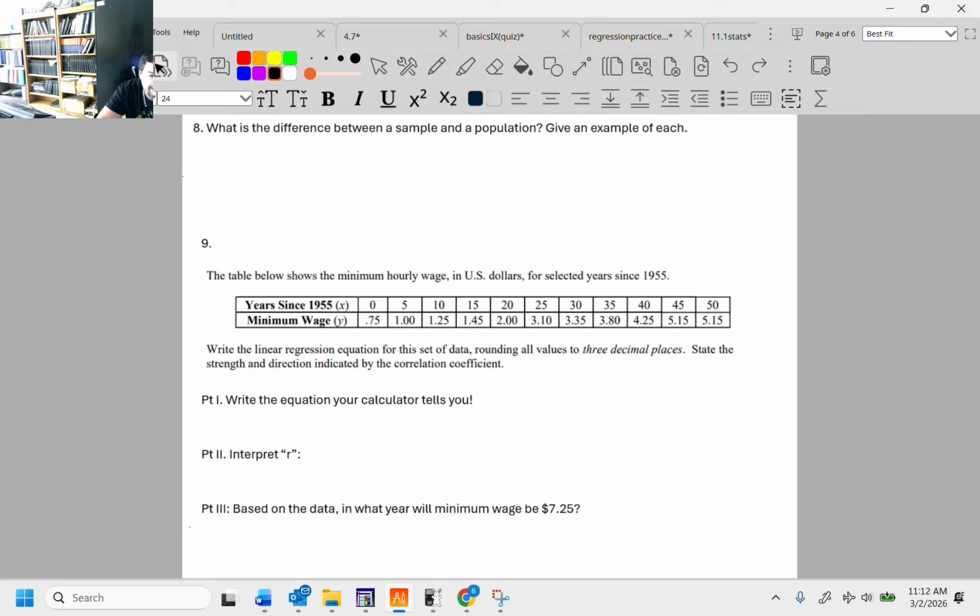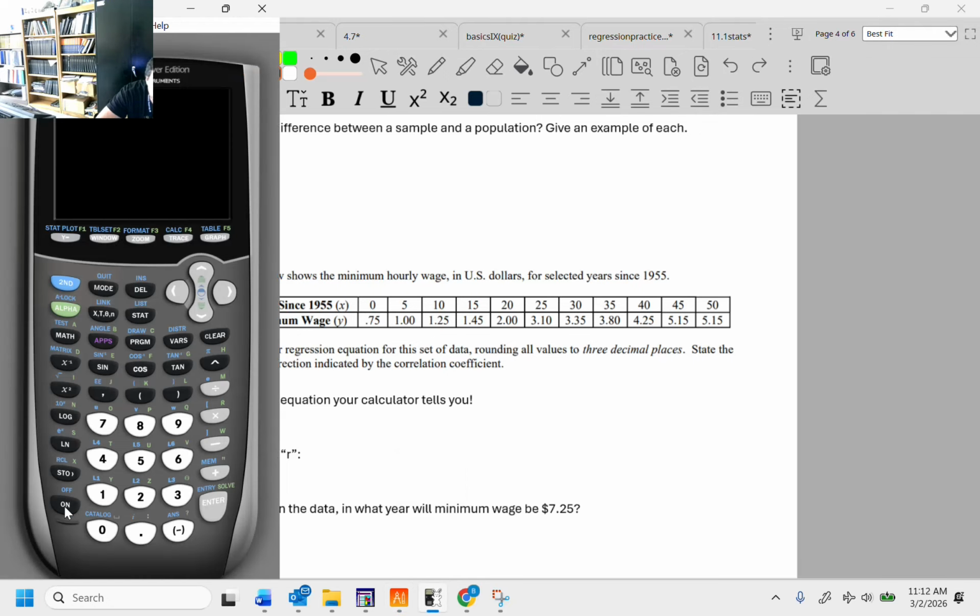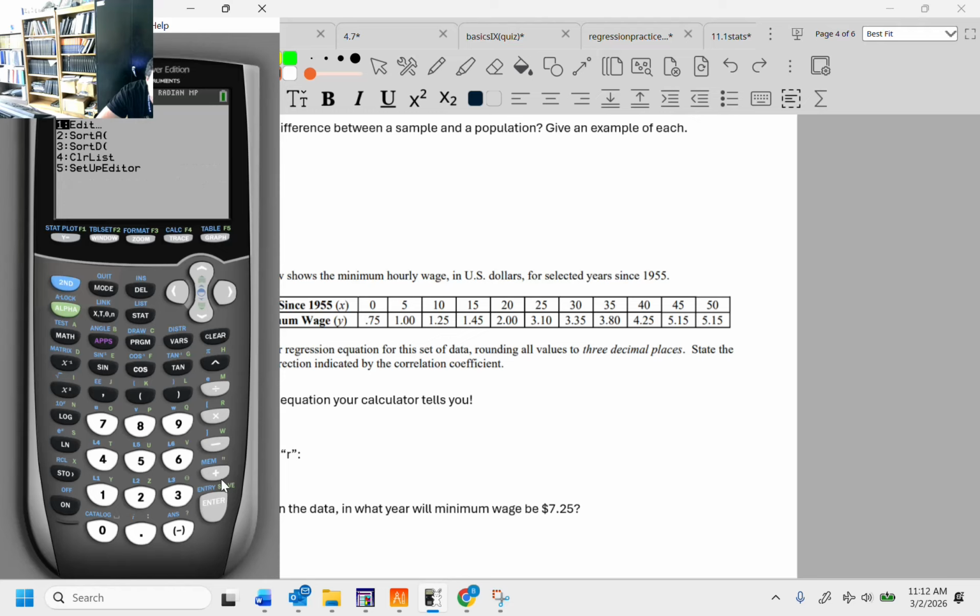Let's see. We got a table. The table below shows the minimum hourly wage in US dollars for selected years since 1995. So I guess I'll do one of these for you because you guys are helpless. And you can do it. So I'm at stat edit. You should play along, by the way. You're not going to, but you should. X is in list 1, Y is in list 2. And I've got some typos, don't I? That was 40 and 45.